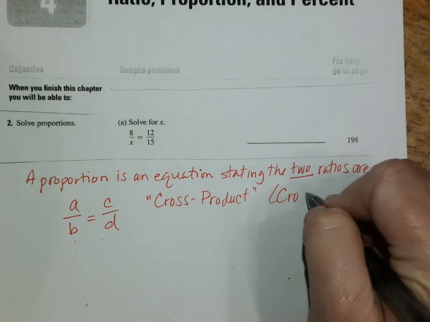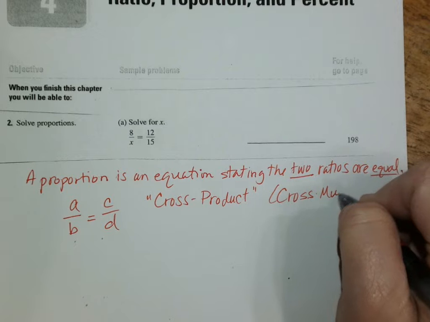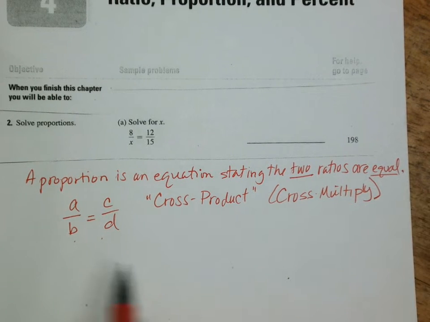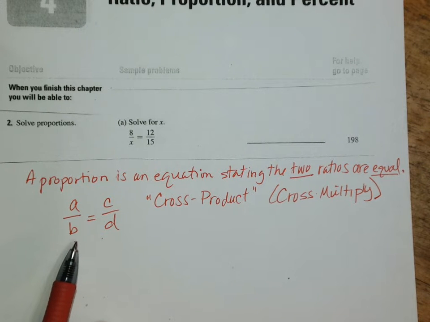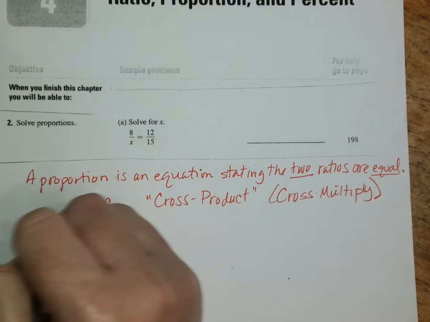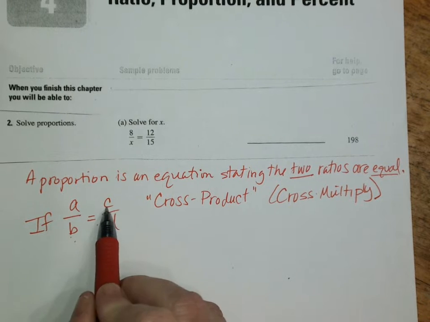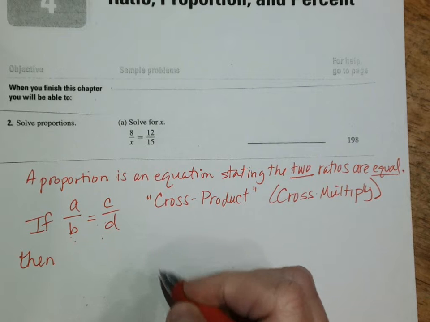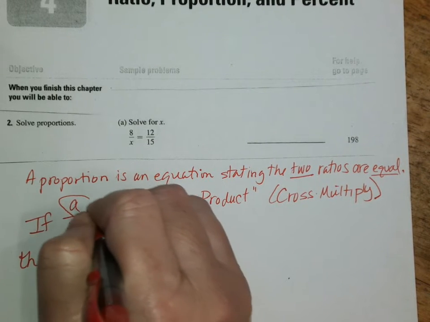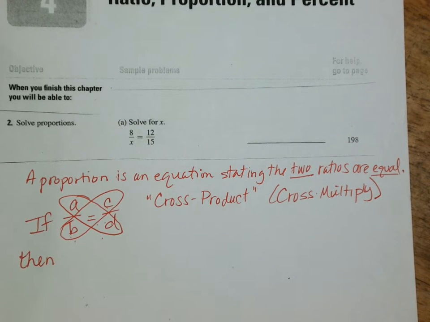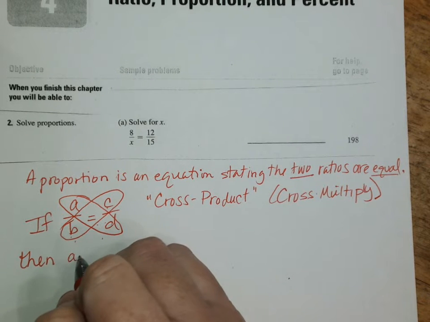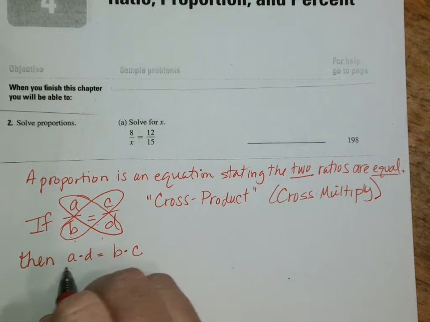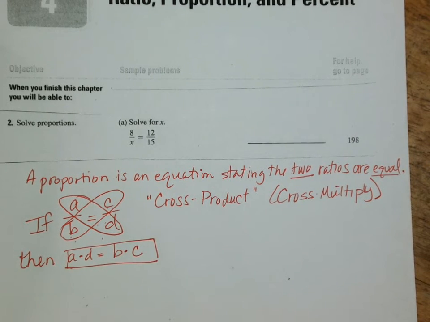And that's because basically the cross product rule states that if A over B is equal to C over D, then, see, here comes the butterfly, then A times D is equal to B times C. Okay? That is going to be your cross product rule. Cross multiply or the butterfly, however you want to word that.